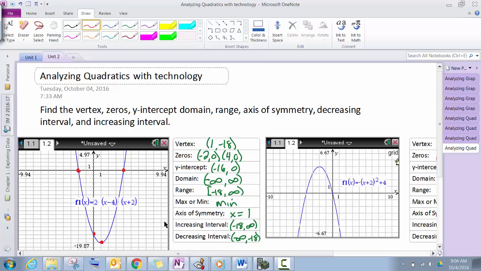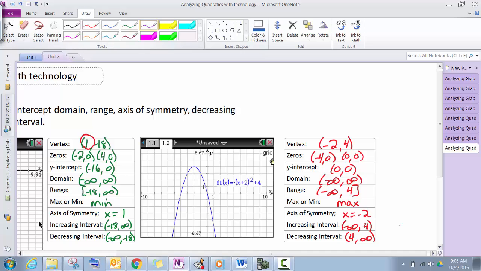So our domain is -infinity to infinity all the time until we get to real-world applications. The range is from -18 all the way up to infinity, including -18, so it's a square bracket. It is a minimum. Axis of symmetry is x equals 1. That's the x-coordinate of the vertex. The increasing interval is from 1 to positive infinity, and the decreasing is from -infinity up to 1, where it switches.